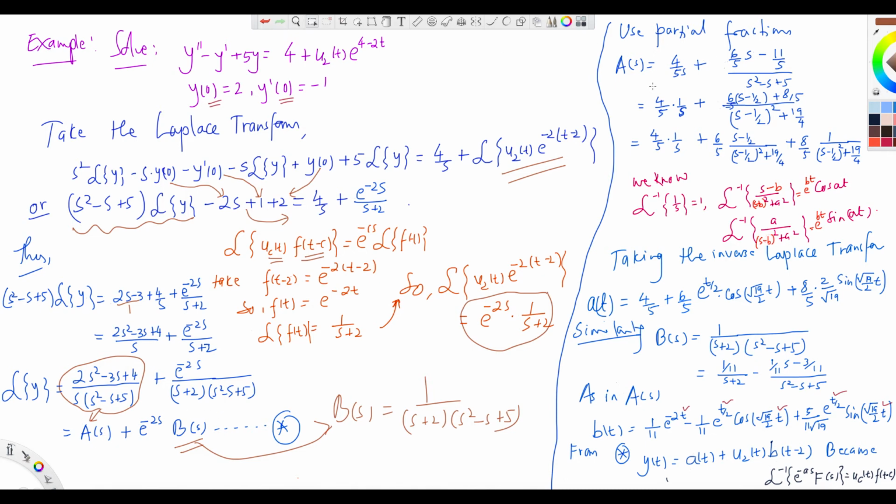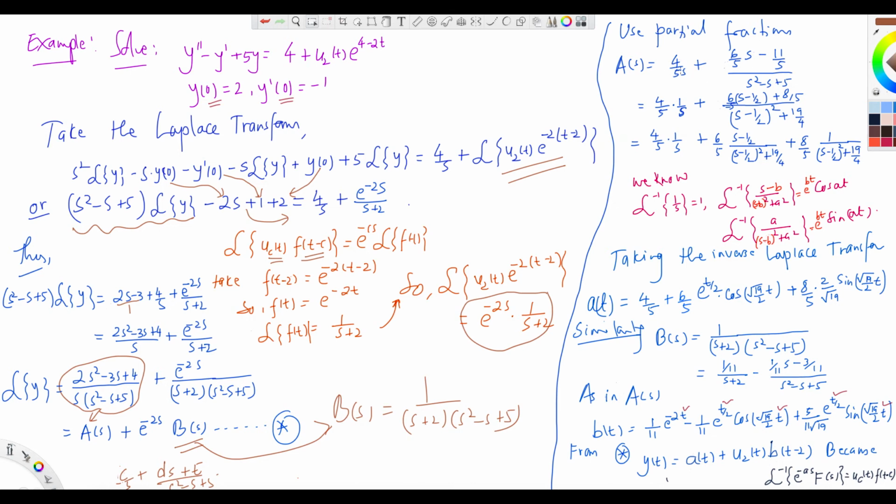Okay, if you use the partial fraction for that, how do you use the partial fraction? You do basically A over s, let's say C over s, okay, because A is already used there. So you do C over s plus (Ds plus E) over s squared minus s plus 5. That's what you do, right? And then you complete that partial fraction. This is what you will get.